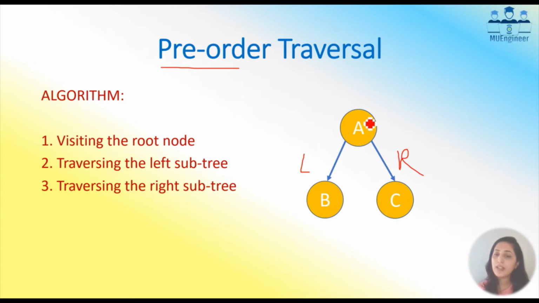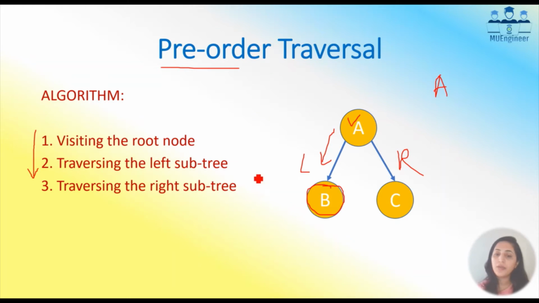Okay, then the algorithm to read the items in Preorder Traversal says: visit the root node. That means I should be visiting the root node first. Say, for example, I have visited A, that means I am reading A. Then traverse the left subtree, go to the left of A, and once I visit this particular node, again over here I have to follow this algorithm from beginning to end.